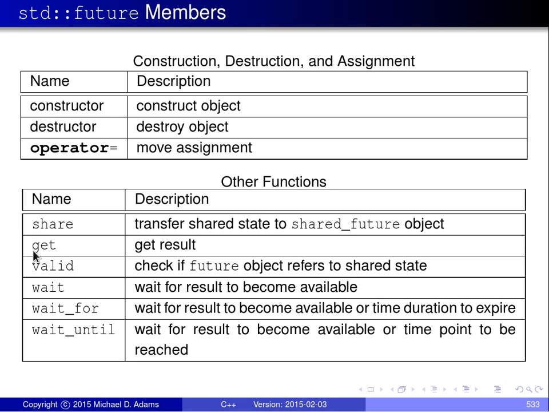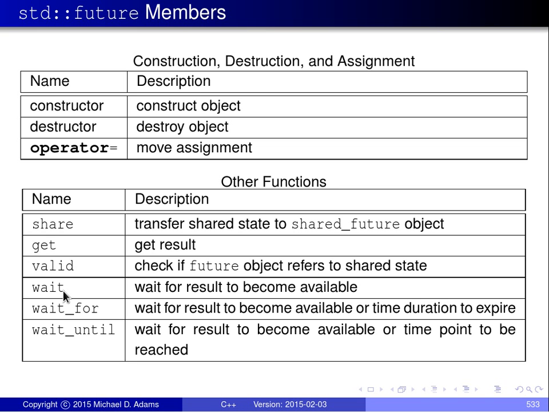The next member function we have is the get member function, which is used to retrieve whatever result was stored into the future. In other words, the value that was written into the corresponding promise object. And if the result's not yet available, the get function will block until the result becomes available. And if an exception is stored into the future, then the get operation will throw an exception when it's called. The valid member function checks if the future object refers to any shared state.